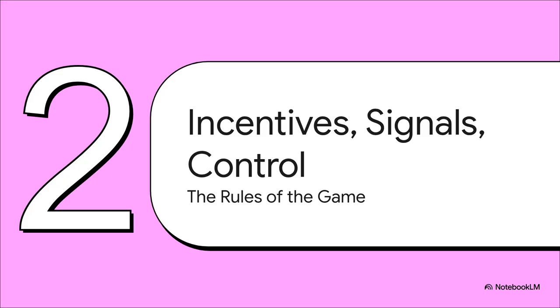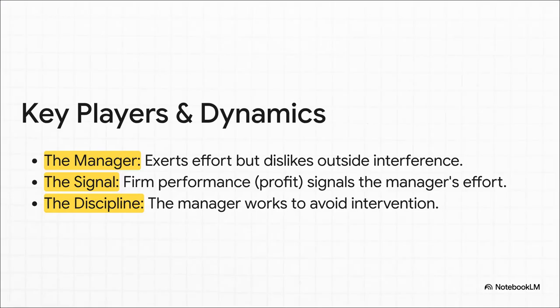So, to see how control rights fix this, we've got to understand the model's setup, what they call the rules of the game. The model sets up this core conflict so well. You've got a manager who wants to be left alone to run his projects because, again, he gets those private benefits. Then, the firm's performance, its profit, acts like a report card, a signal about how well he's doing. The key here is that the manager is motivated to work hard to get a good report card, not just for a bigger paycheck, but to avoid the one thing he absolutely dreads, having outsiders meddle in his business.